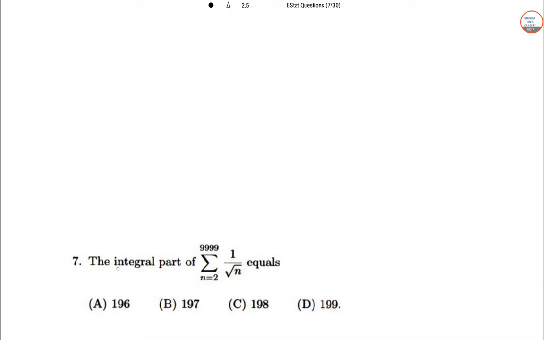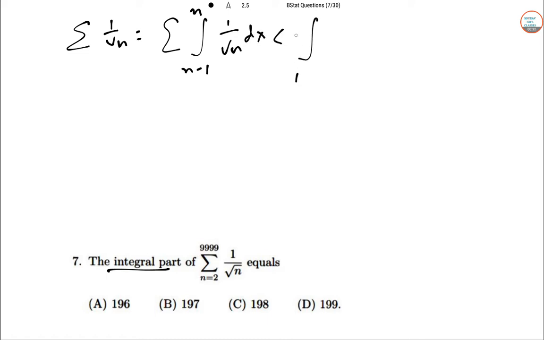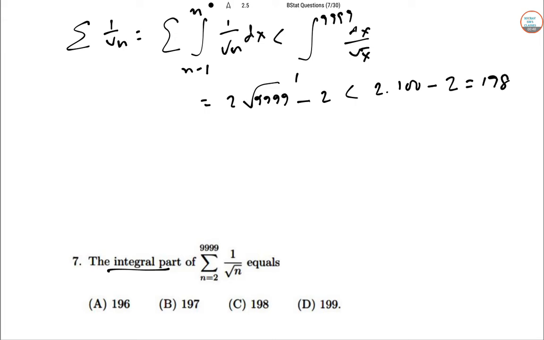In this question they have asked about the integral part of this sum. There is a fractional part, there is an integral part. So let's just solve it. Summation of 1 by root n, n equal to 2 to 1999. Replace it with the integral from n minus 1 to n of dx by root x. After every step one value reduces. So this is 2 into (root 1999 minus root 1), which is 2 into 100 minus 2, that is equal to 198. So the first part is done.